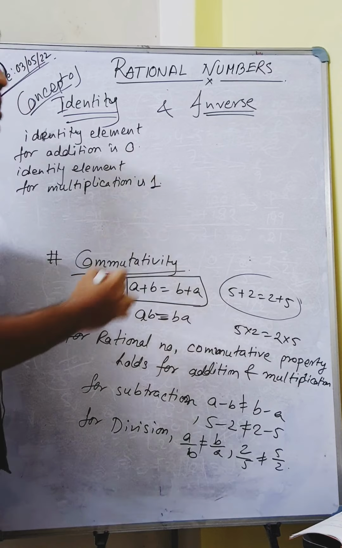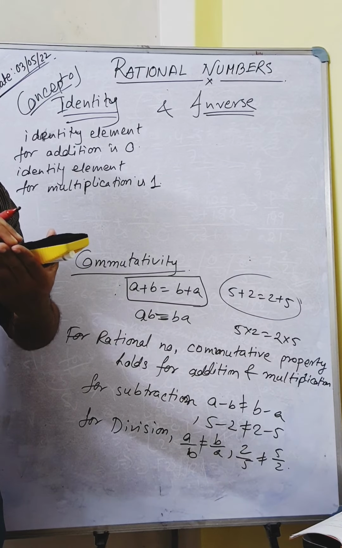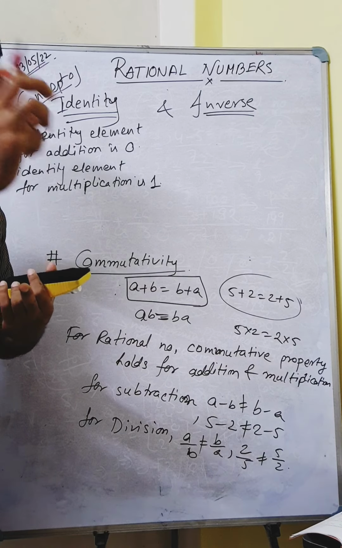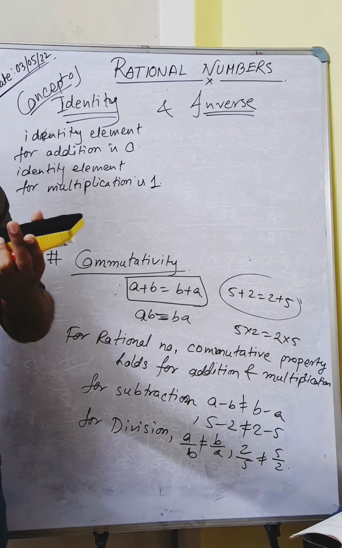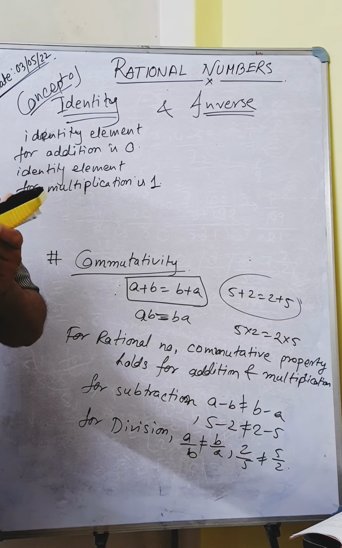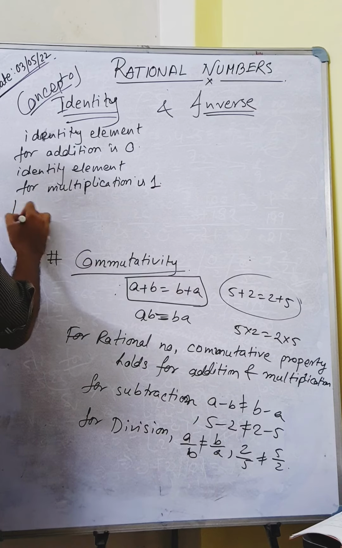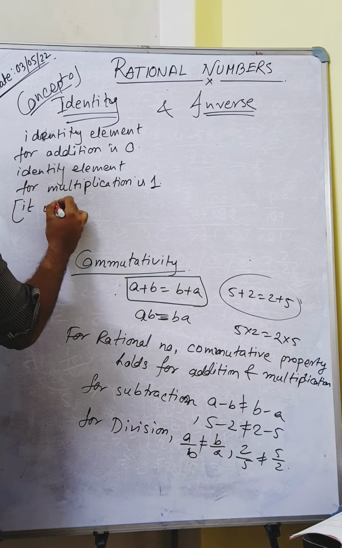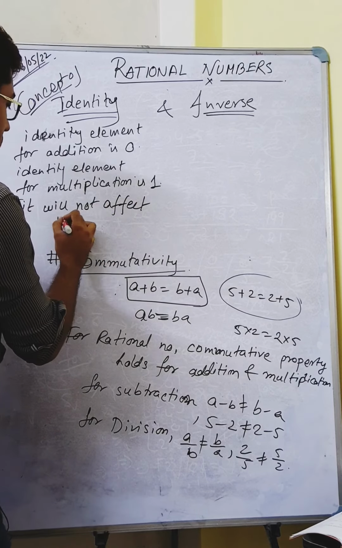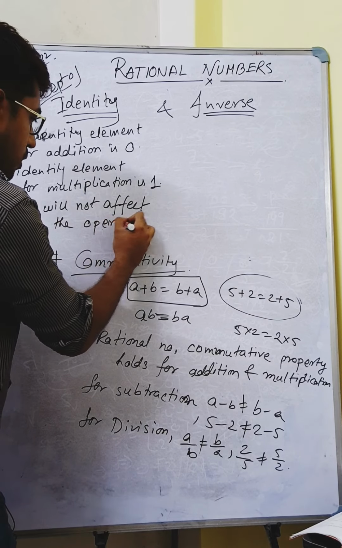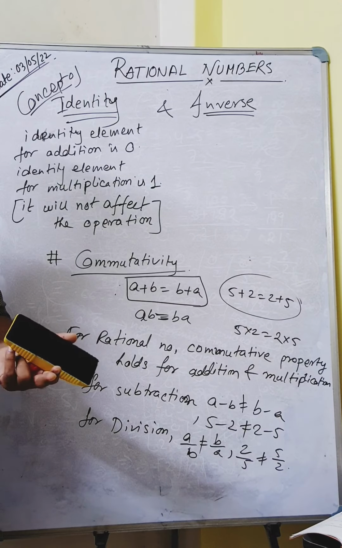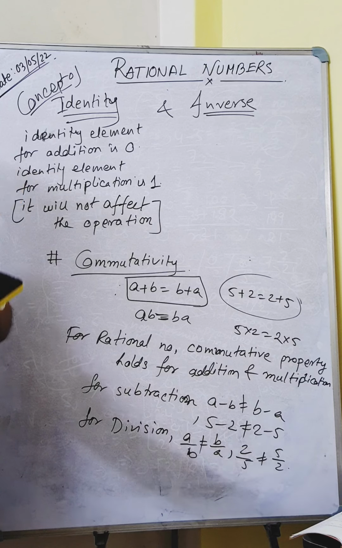That means what is the identity element? Identity element is the element if we operate something with the element, that element will not affect the operation. Na? Simply বলতে হবে যে it will not affect the operation. It will not affect the operation means just তুমি যেটাই করো না, if you are adding, if you are multiplying, then same number it will be there.